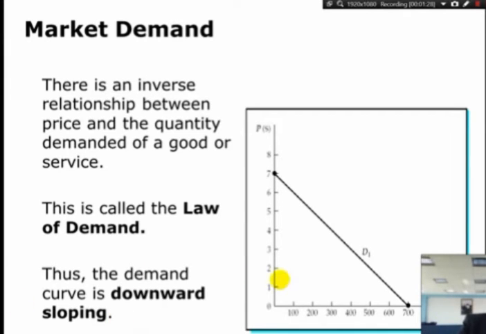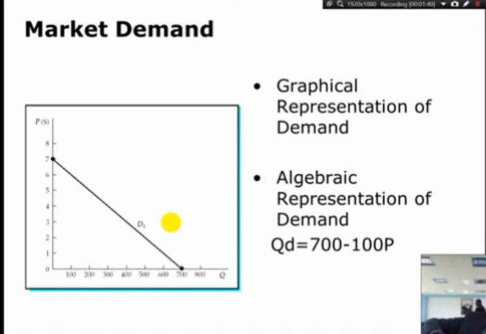This shows you on a straight line, to make it simple, easy numbers. If the price is 0, 700 quantity is demanded. If the price is 7, maybe no one will buy. But if it is 6, maybe 100 people will buy. And that's the law of demand, and it's downward sloping.